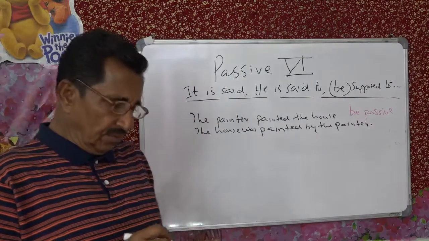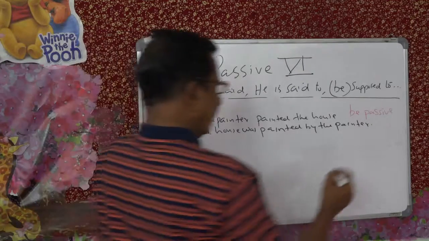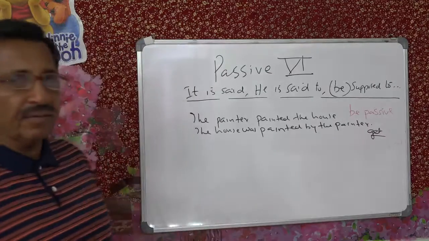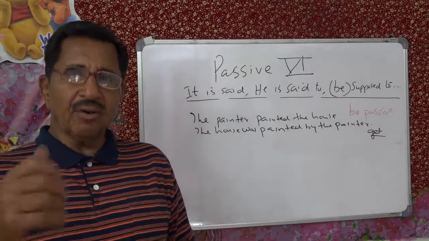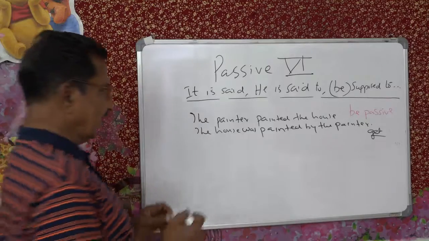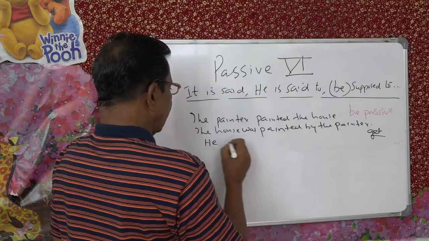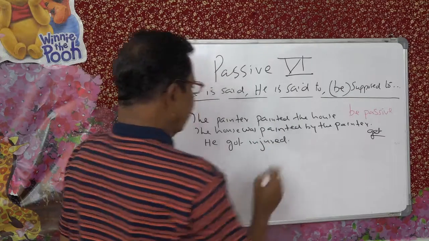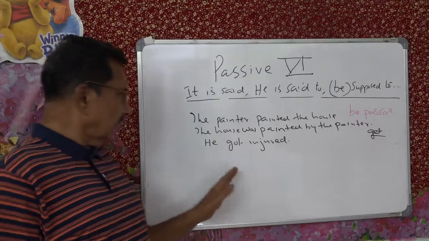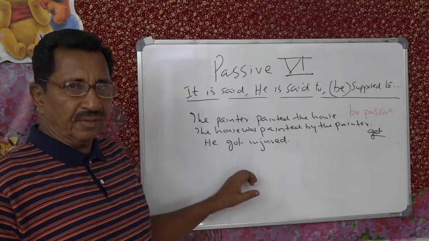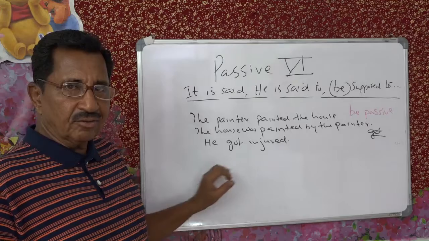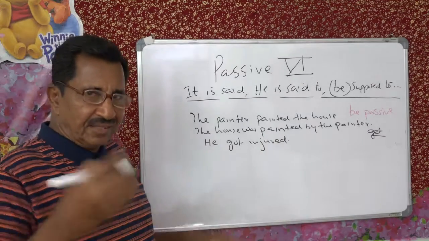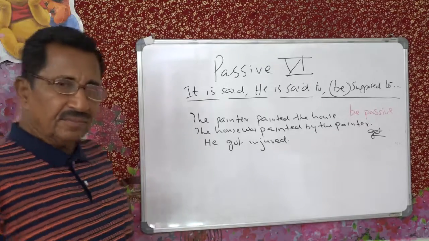Then we have another passive, that is get passive. So when the subject is affected, we say, he got injured. Right. He got injured. So this is passive because the subject is affected by this. Injury is to the subject. We have seen these things in detail, but I am just recalling this for you, brushing up your memory.